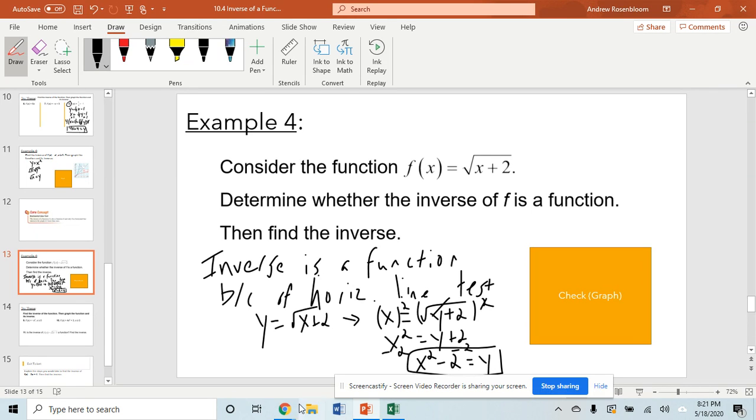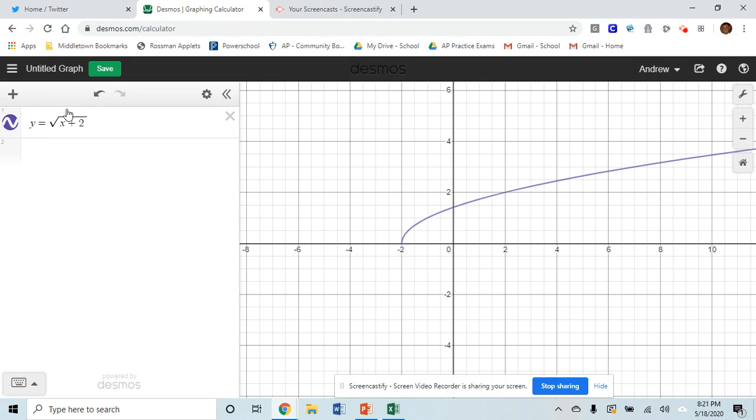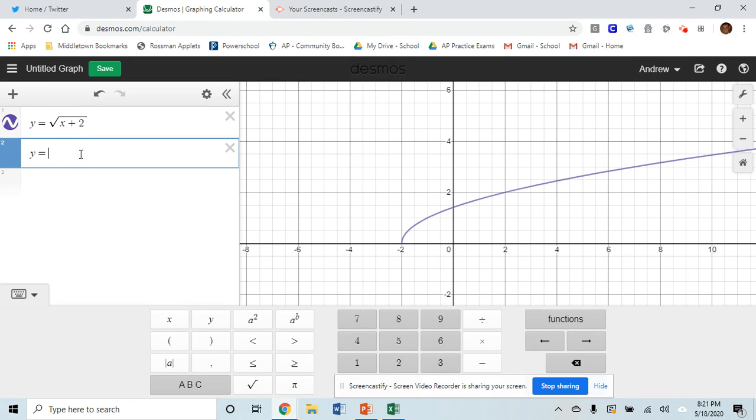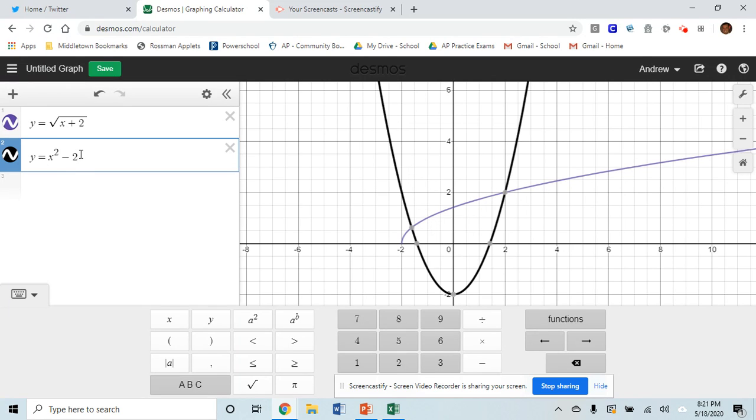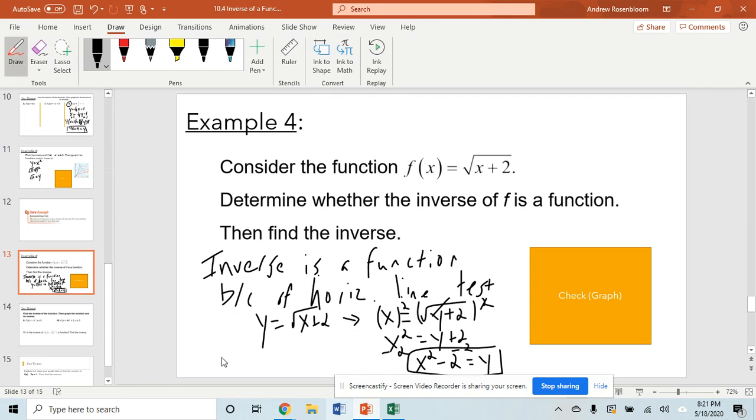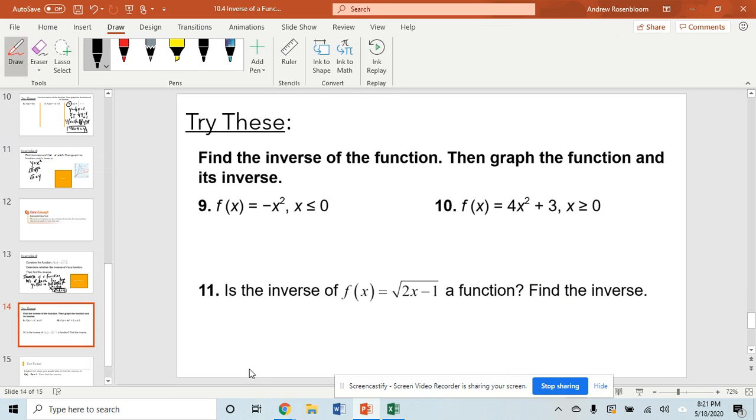And if I go back to Desmos and I graph y equals x squared minus 2, it's actually an inverse of the function that we see there. All right, I'm not going to go through these, try these. You can do those on your own, following the same examples that we did.